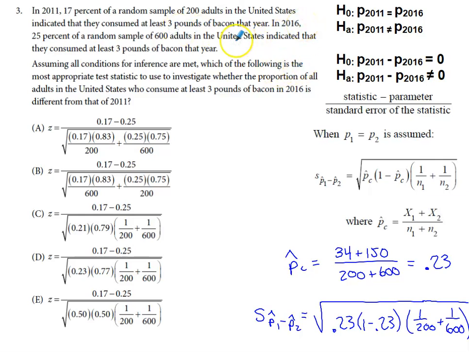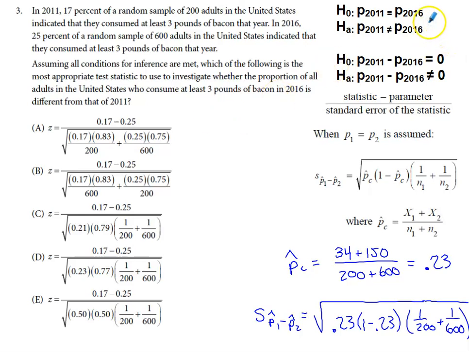A few years later, they had the same survey, bigger sample size, 600 is the sample size this time, and we have a higher percentage of adults saying that they consumed at least 3 pounds of bacon that year. It tells us to assume that all conditions for inference are met and to decide which of these answer options is the most appropriate test statistic to investigate whether there's a different proportion of US adults that consumed at least 3 pounds of bacon in 2016 versus 2011.